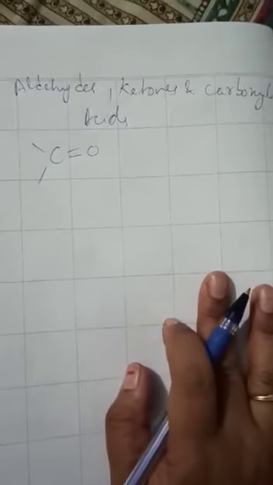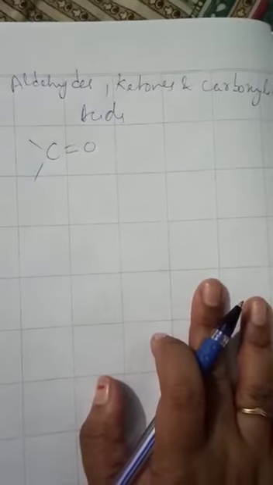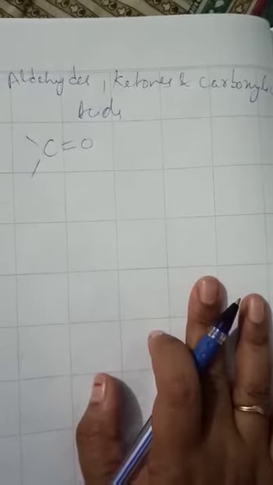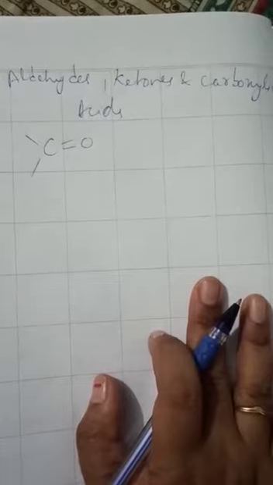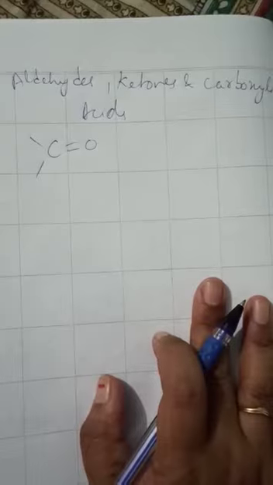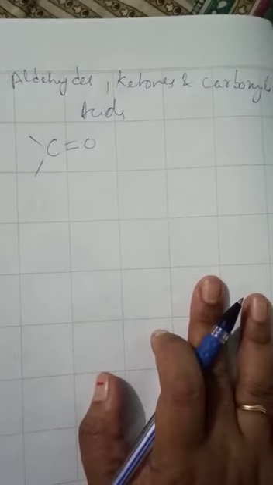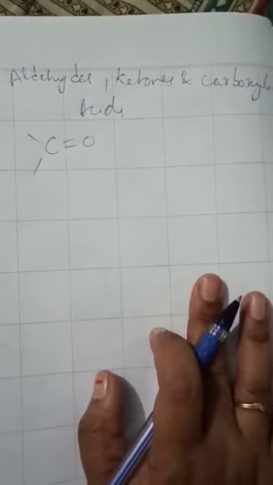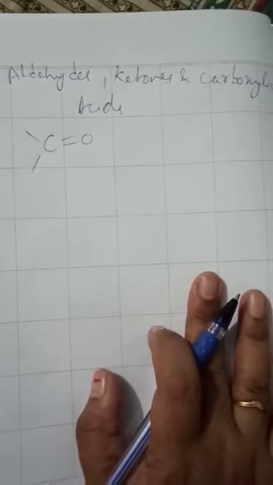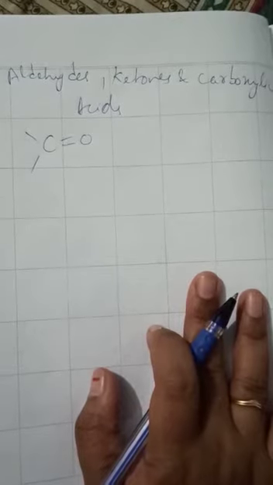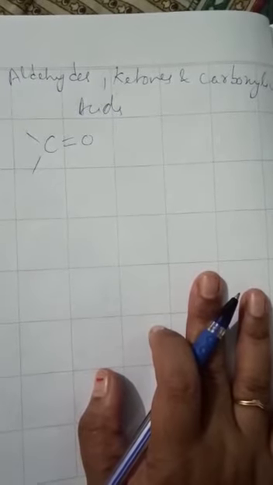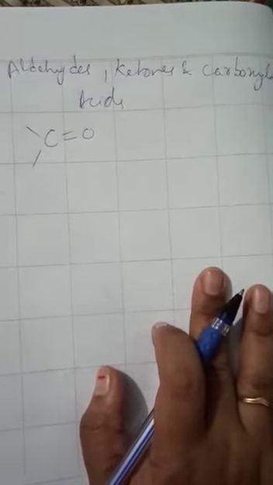This group is known as the carbonyl group, and the majority of biologically important compounds contain the carbonyl group. They are widely present in the plant and animal kingdom, and they also play an important role in many biochemical processes of life. There are many functional groups which carry the carbonyl group. For that, just look at this table.